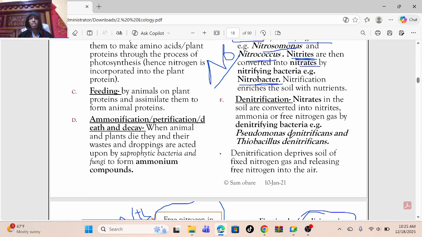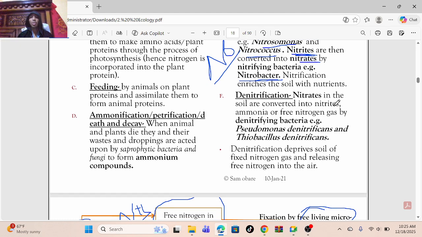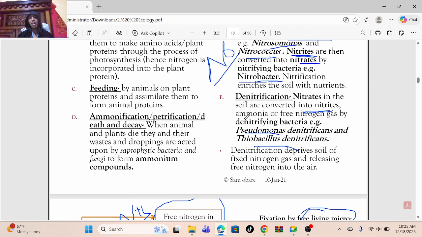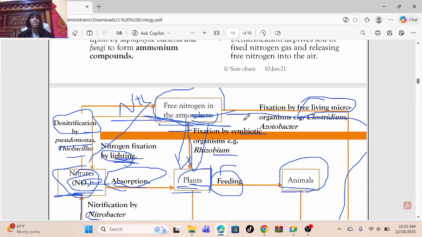In denitrification, the nitrate in the soil is converted to nitrite, ammonia, or free nitrogen. So this is done by the denitrifying bacteria such as Pseudomonas denitrificans and Bacillus. So you will always be asked to name the bacteria that nitrify and those that denitrify. So you just say two.